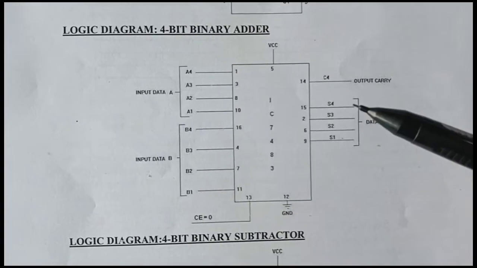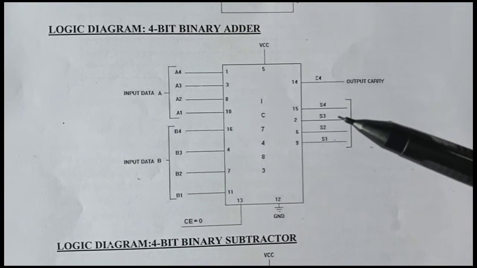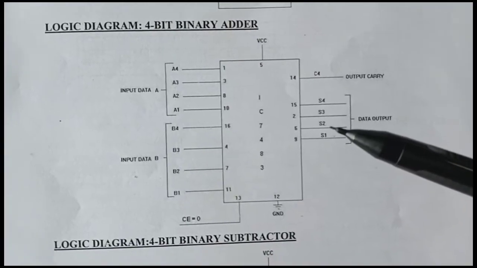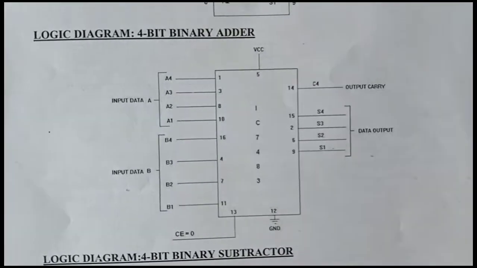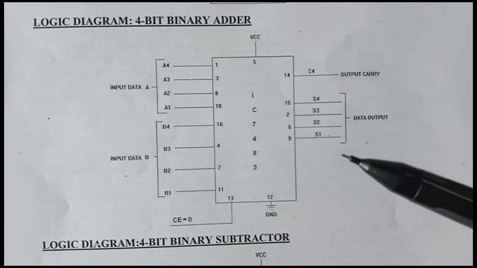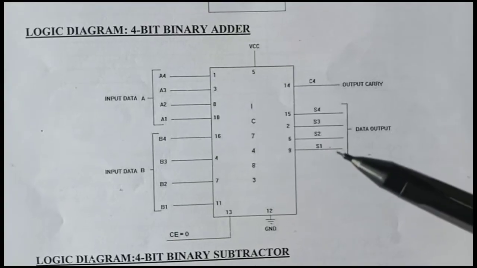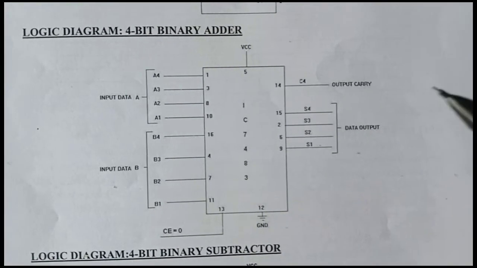The 4 sum bits are S4 connected to pin 15, S3 connected to 2, S2 connected to 6 and S1 connected to pin number 9. So this is the connection diagram and logic diagram of the 4-bit binary adder. As per the logic diagram, we have to make the connections in the digital trainer kit.